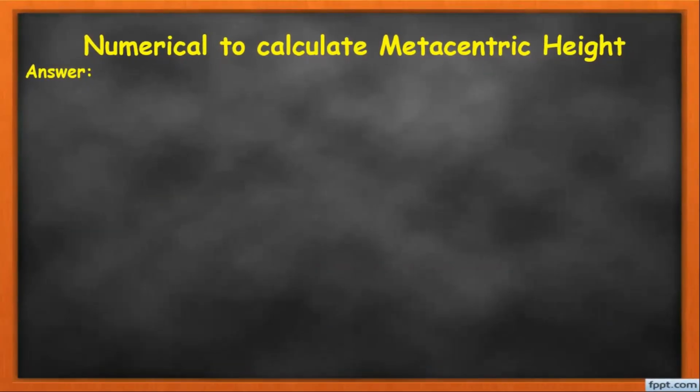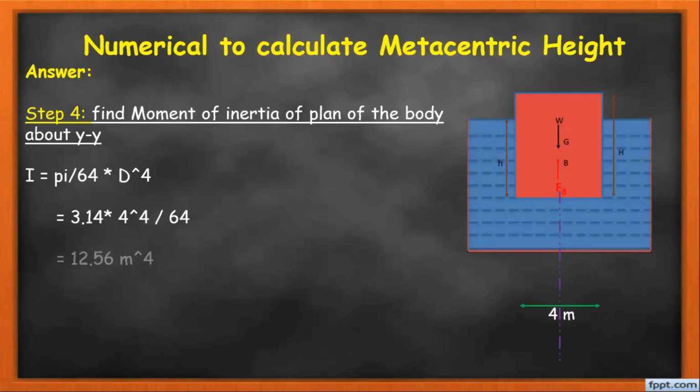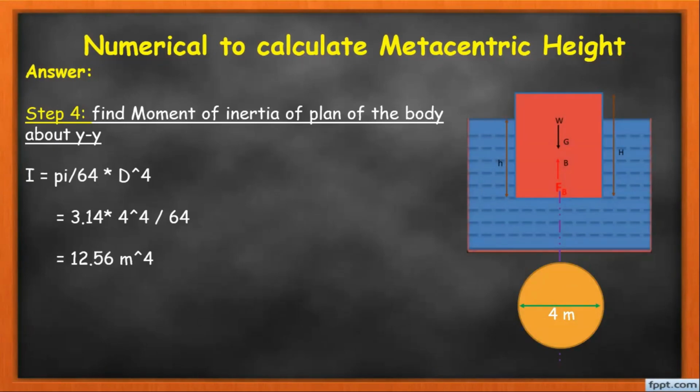Now again, we have to calculate the moment of inertia in step number 4. Here our section is a circular section. We have I equals pi by 64 d to the power 4. So the moment of inertia of a circle having a 4 meter diameter is 12.56 meter to the power 4.